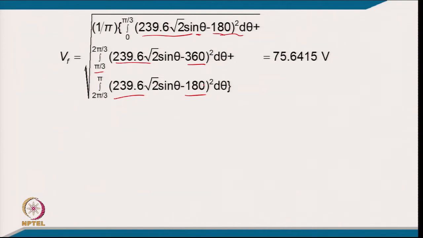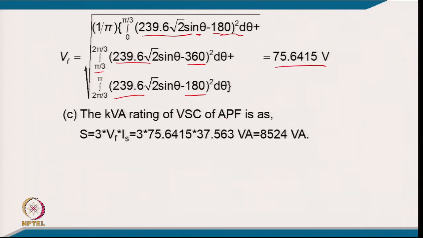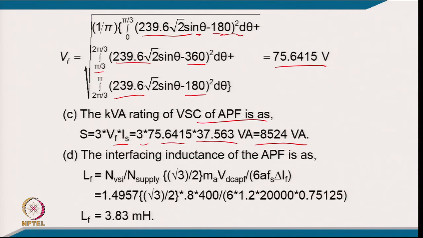So, taking all the calculations, it comes to 75.6415 volt, and the kVA rating of the VSC of the series active filter will be 3 into VF into IS. So, it will be 3 into 75.6415 into 37.563 ampere, which is 8524 VA, that is the kVA rating of the series active filter. The interfacing inductance of the series active filter will be LF, from the turns ratio and the ripple current relation. If we put in all values, this interfacing inductance comes to 3.83 millihenry.